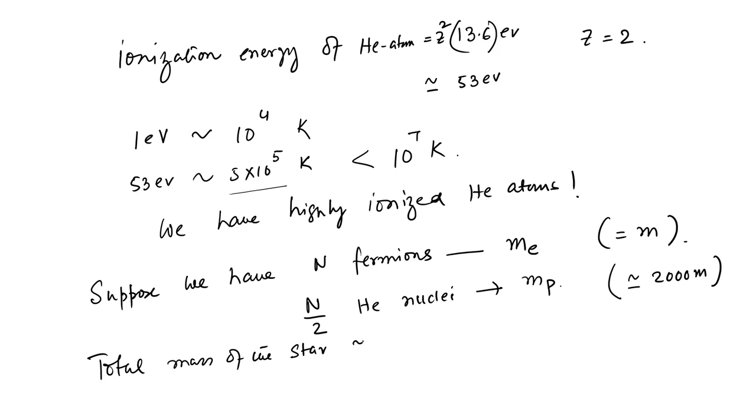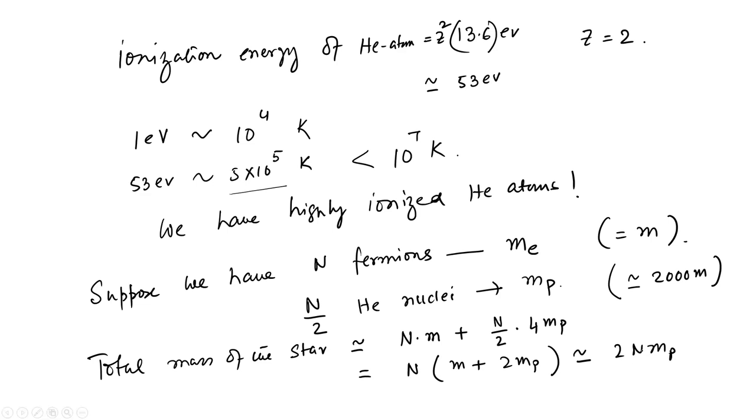So, the total mass of the star is really N into M_e, which is N into M plus N by 2 into 4 M_P, okay. And this is equal to N into (M plus 2 M_P), which is nothing but 2 N M_P, because we have neglected the mass of the electron in the presence of the mass of the proton. And this is the total mass of this star. All right. We don't know how useful it is, but let's see what the density is. The electronic density is important for us to realize whether we are talking about a highly degenerate gas.